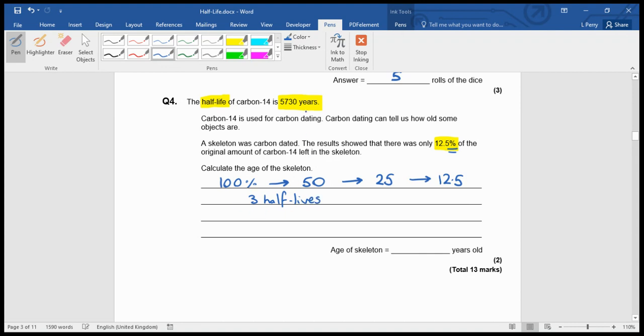Well, 1 half-life is 5,730 years. So 3 half-lives must be 3 times that. So in my calculator, 3 times 5730 equals 17,190 years. So to go from 100% to 12.5%, it took 17,190 years. So that must be how old the skeleton is.